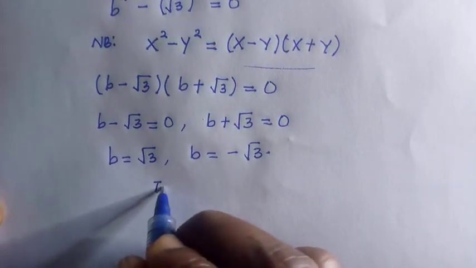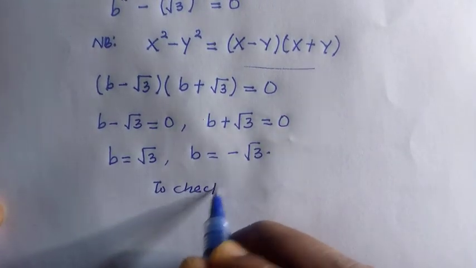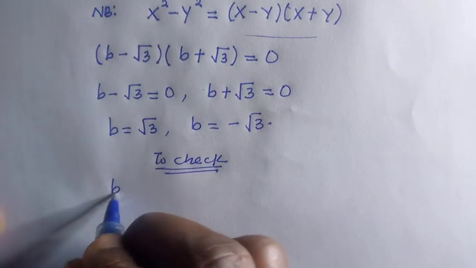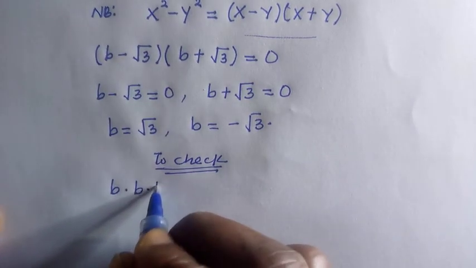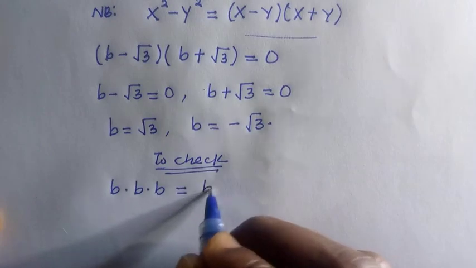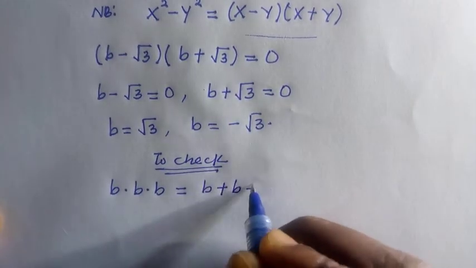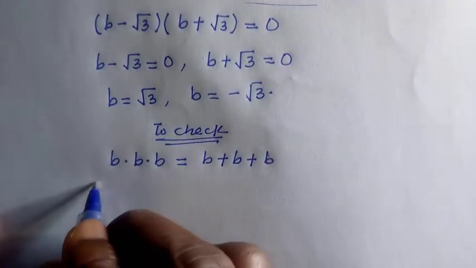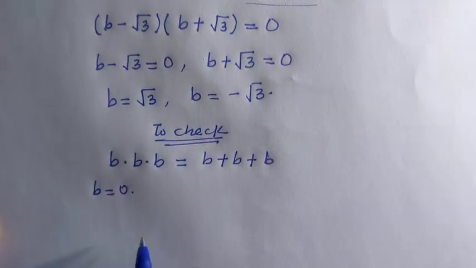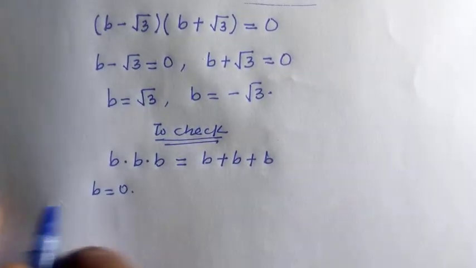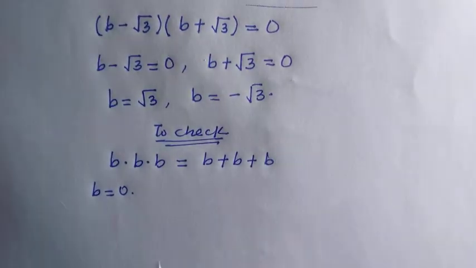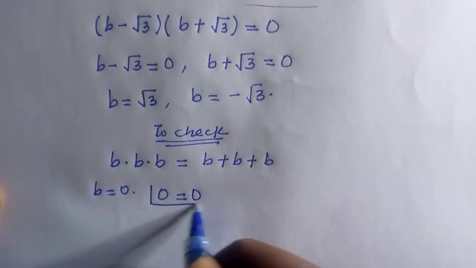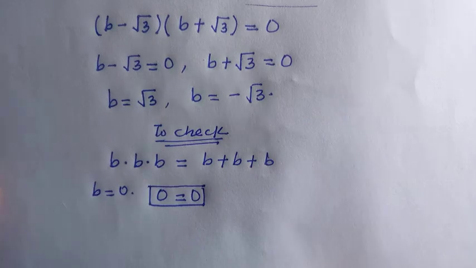And to check if all these solutions satisfy this equation, we have b multiplied by b multiplied by b equals b plus b plus b. So for the first one, at b equals 0, when we substitute this one, what we get here is 0 equals 0, which means that it satisfies the equation.